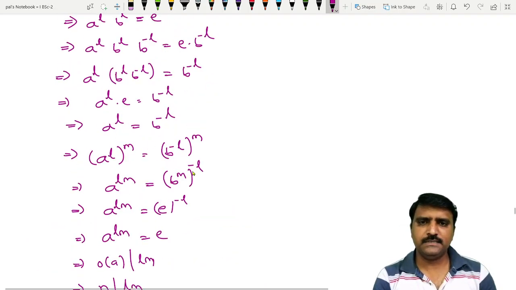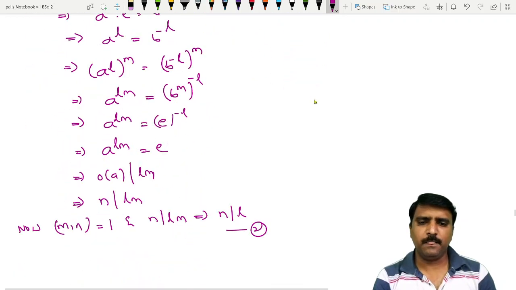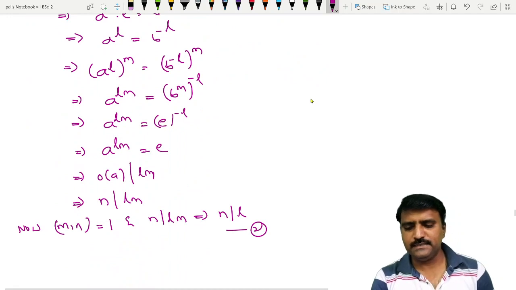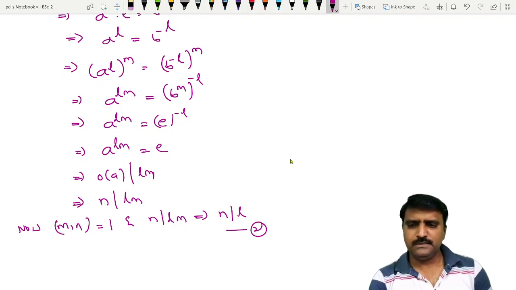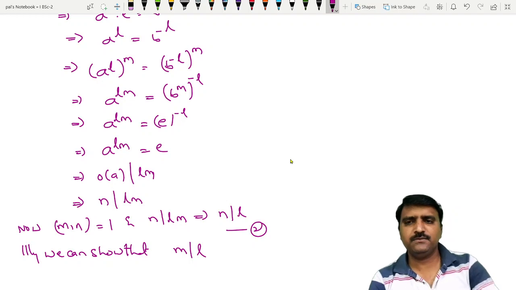Initially we took that L divides mn as 1. From 1 and 2 we write that, and similarly we can show that m divides L.